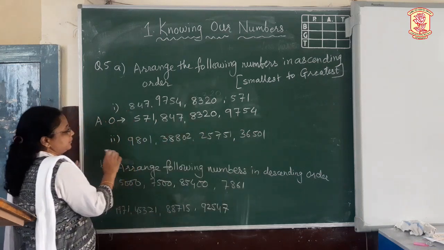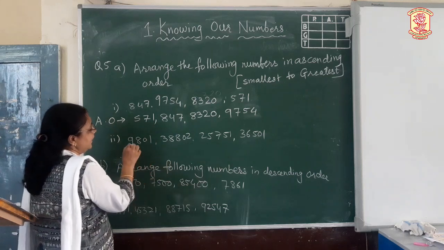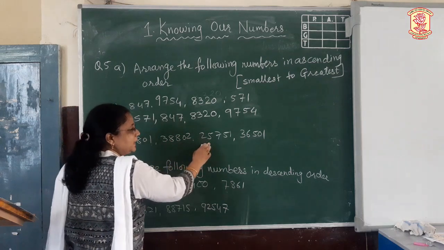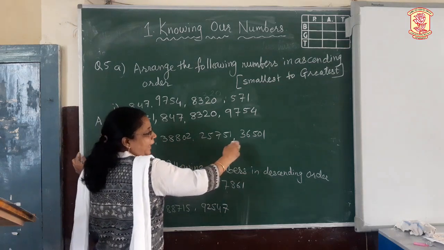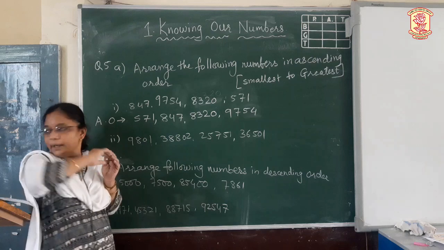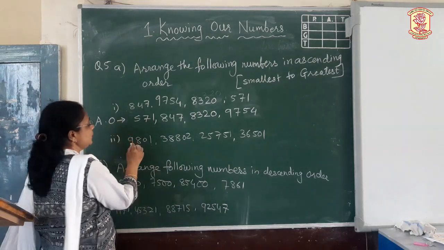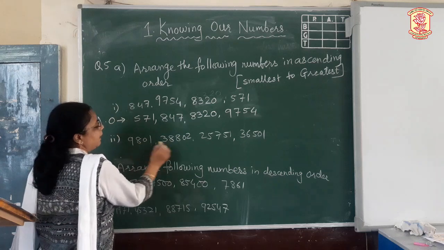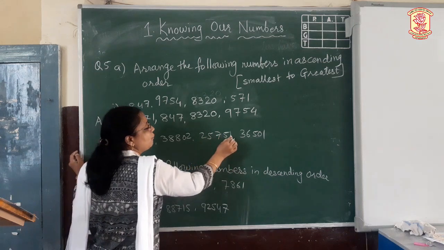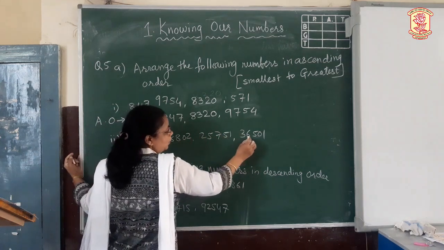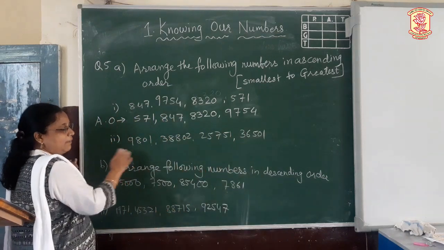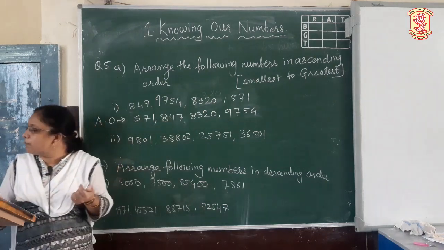Now the second question. See the numbers here: 9801, 38,802, 25,751 and 36,501. Like these numbers we have. In the first number we have 1, 2, 3, 4 digits. Second number 1, 2, 3, 4, 5 digits. Third number 1, 2, 3, 4, 5 digits. Again the fourth number 1, 2, 3, 4, 5 digits. The number which has 4 digits is the smallest number.